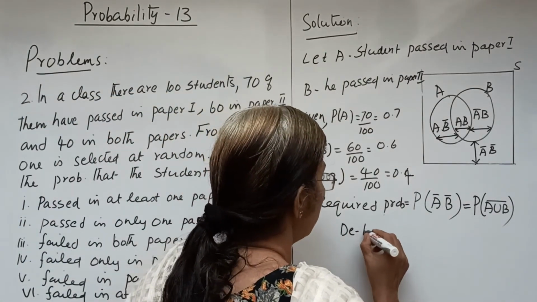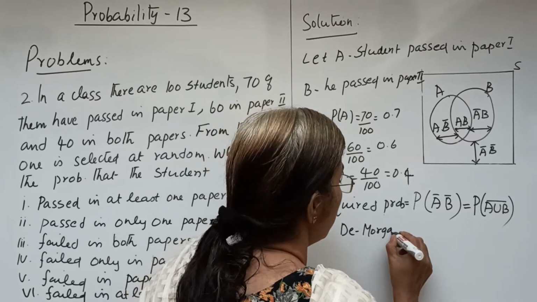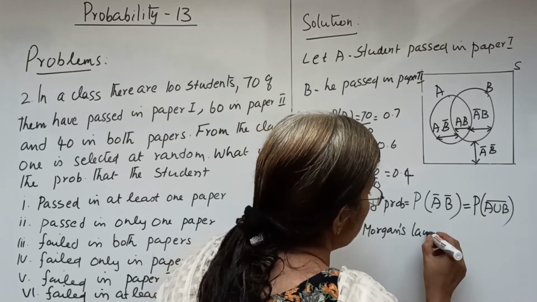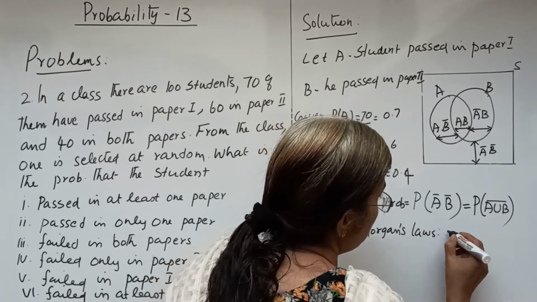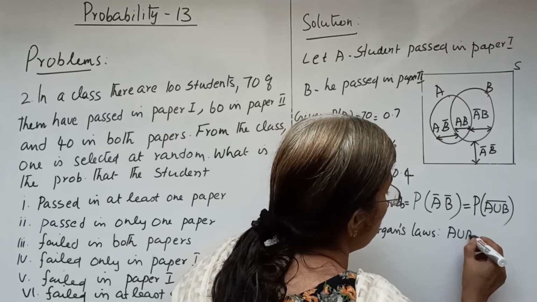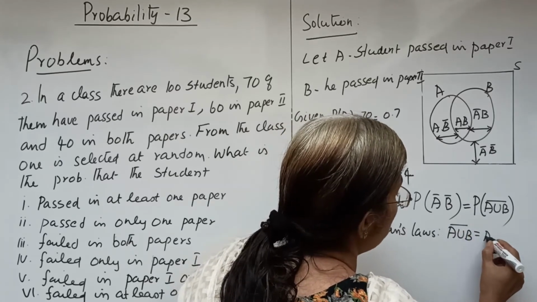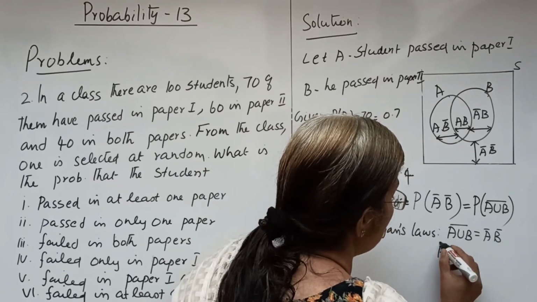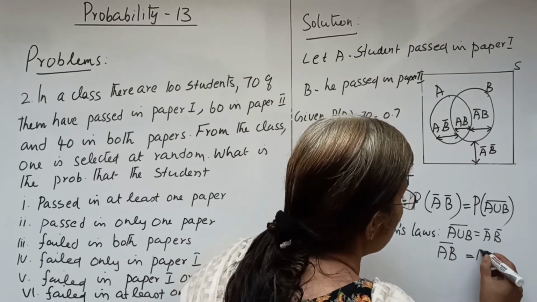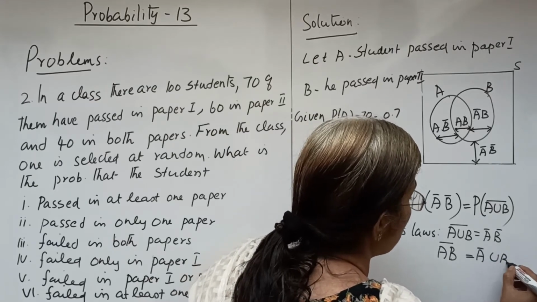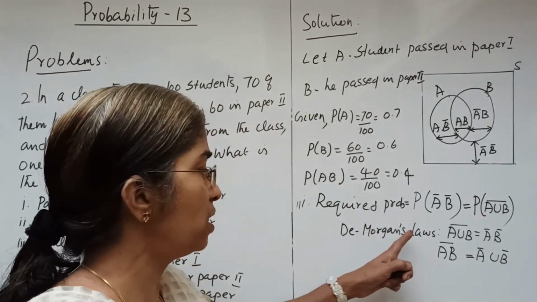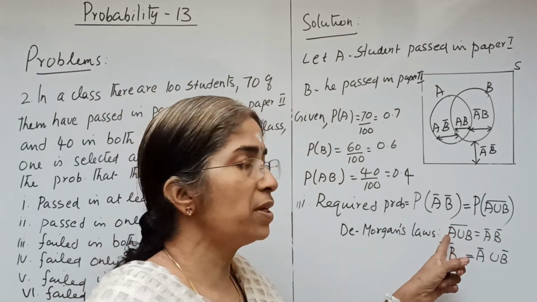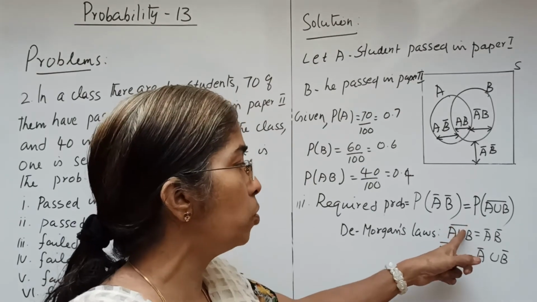We have already discussed De Morgan's laws, but let me write the two laws. One is A union B whole bar equals A bar intersection B bar, and A intersection B whole bar equals A bar union B bar. Now the case is this one, A bar intersection B bar, which can be written as A union B whole bar.